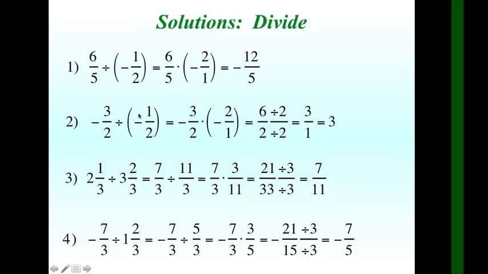Finally, we have these 4 examples. For this example, we have 6 over 5 divided by negative 1 over 2. For this portion, we will get the flipped of the second term, which is 2 over 1, and then copy the sign. And then we will change the sign of division into multiplication. We will retain the first term.